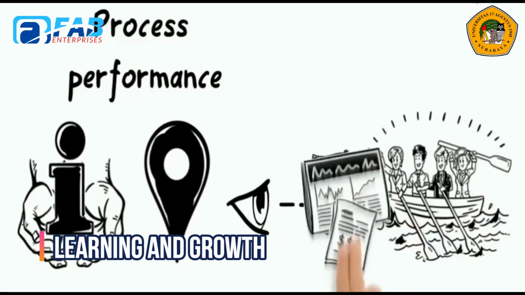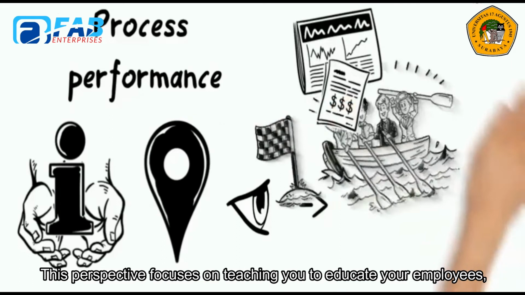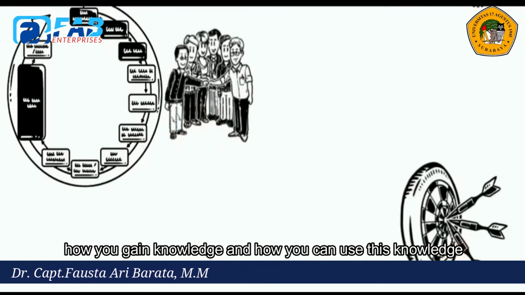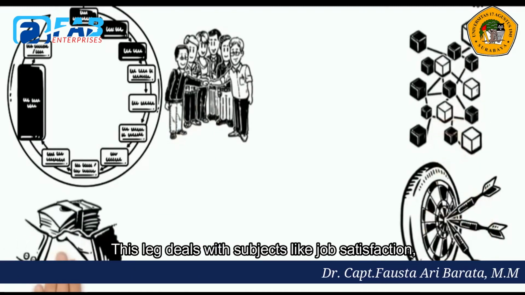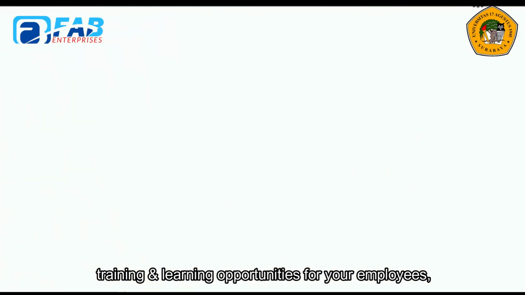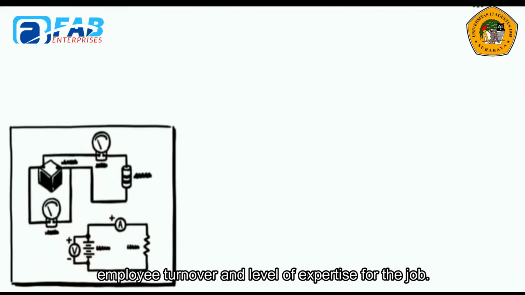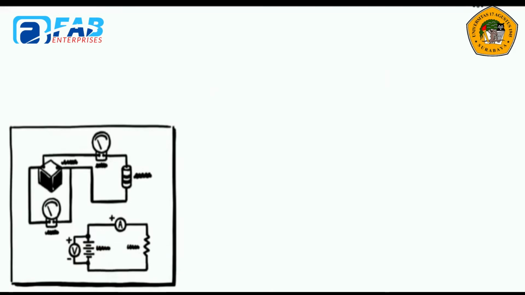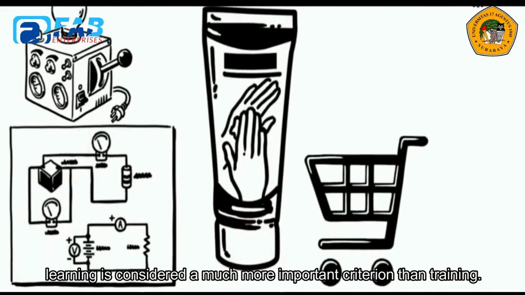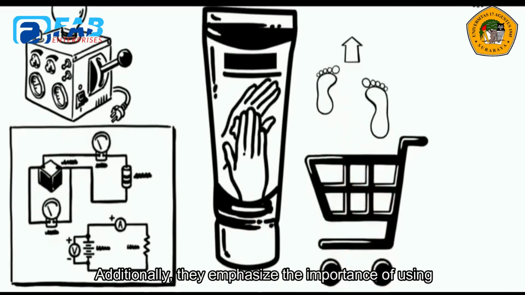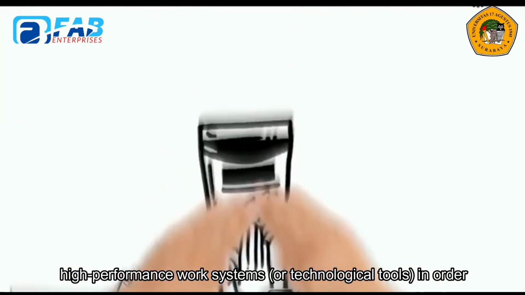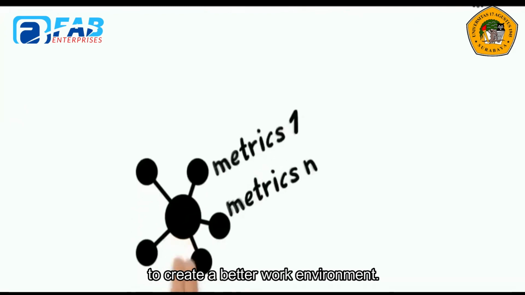4. Learning and growth. This perspective focuses on teaching you how to educate your employees, how you gain knowledge, and how you can use this knowledge to maintain an edge in your niche. This leg deals with subjects like job satisfaction, training, and learning opportunities for your employees, employee turnover, and level of expertise for the job. According to Norton and Kaplan, learning is considered a much more important criterion than training. Additionally, they emphasize the importance of using high-performance work systems or technological tools in order to create a better work environment.